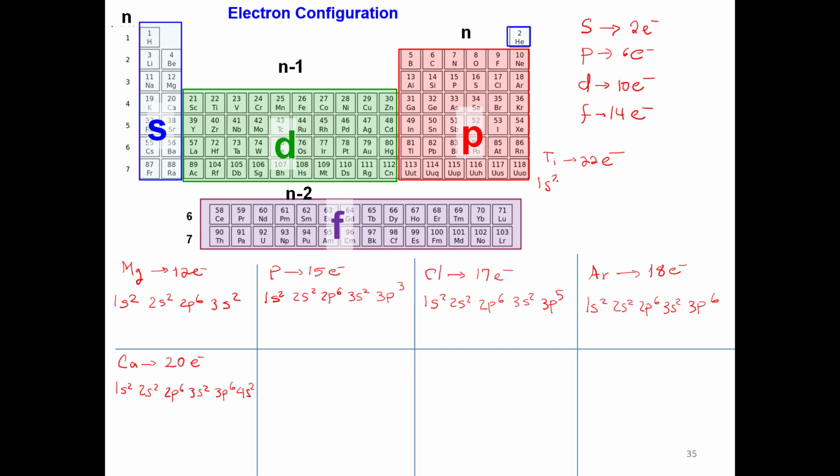Then for titanium, we start from here, and the electron configuration will be 1s2, move down 2s2, is full, move to the right, 2p6 is full, yes, move down 3s2, move to the right, here 3p6, move down 4s2 because it's full.